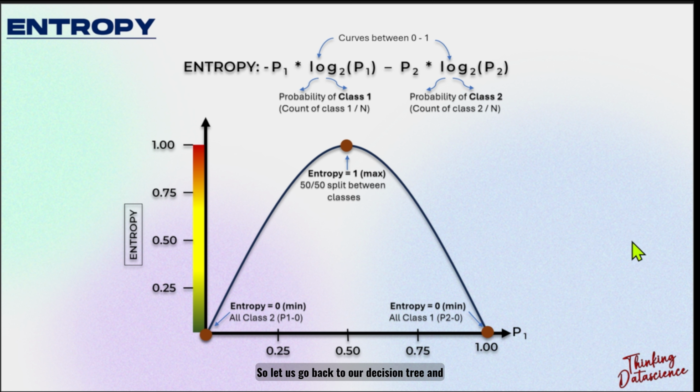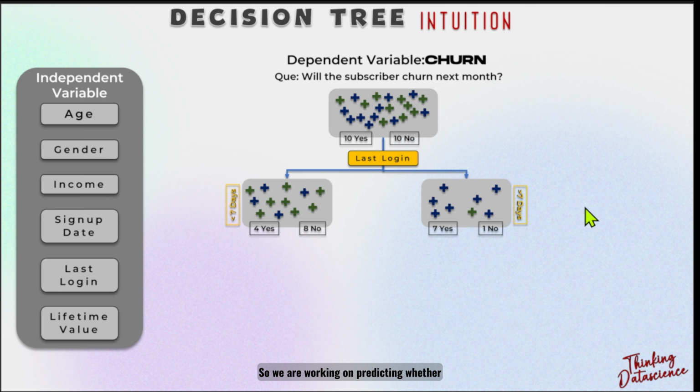So let us go back to our decision tree and observe the entropy calculation in action. We are working on predicting whether the subscriber will cancel their subscription in the next month. To accomplish this, we have split the data into two groups based on a rule: subscribers who logged in more than 7 days ago and those who logged in less than 7 days ago. We have determined that this split is better than using gender as a predictor, but still not perfect. We have to perform calculations to analyze our data further.